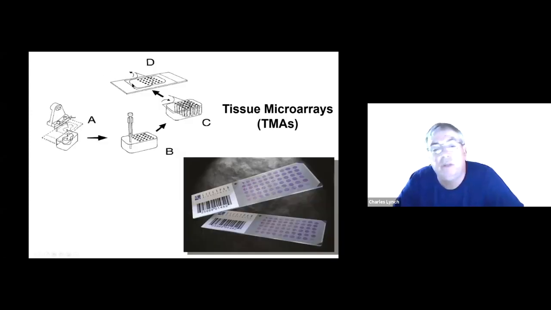The value of these is that you can get many of these cores onto one block. So if each of these represents a different patient's tumor, you can see by one test, you can get results on dozens of patient tumor findings. So it's a cost saver for researchers, but it does take a little bit more time to create the block and to get to the point where you have the slide.